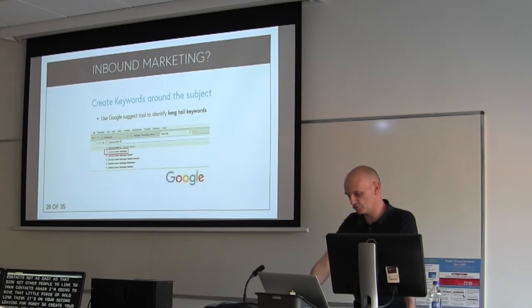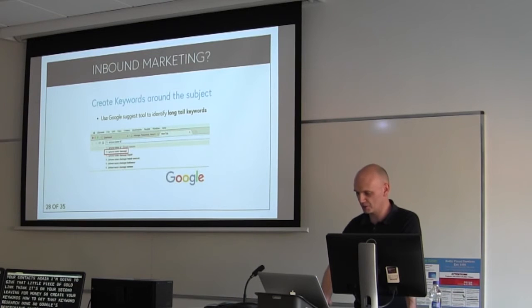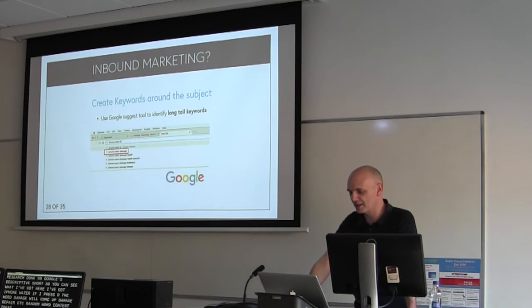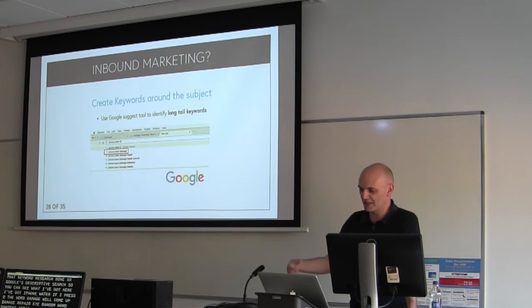So, create your keywords. How to get that keyword research done? So, Google's descriptive search. So, you can see what I've got here. I've got iPhone, water, and if I press D, the word damage will come up, damage repair, etc. These are not just random words, these are content ideas. Content ideas, guys, that I can then leverage on my website to get people onto the site and then get them into my sales funnel.